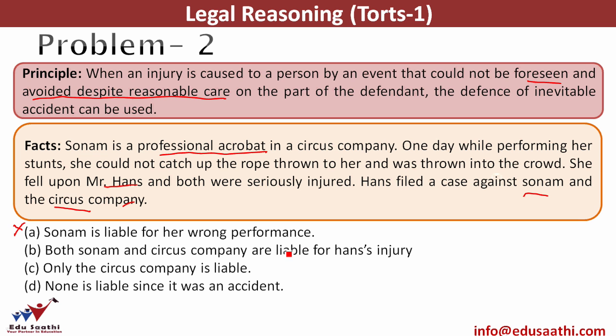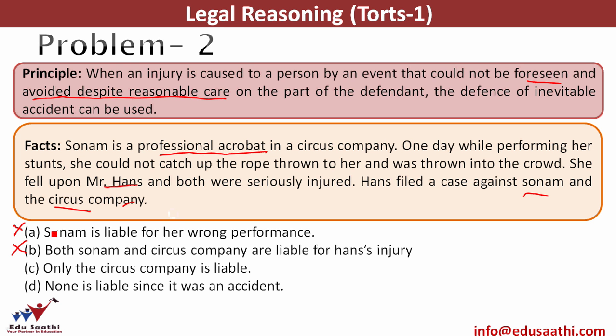Both Sonam and the circus company are liable for Hans's injury. We already discussed that Sonam cannot be held responsible because it was an accident on her part. So this could not be an option because in this case both parties are held responsible. C is only the circus company is liable. Why should the circus company be held liable? Because in this case the circus company can foresee that there are chances, because there's human effort involved, that the person might not be able to catch the rope due to some reasons.